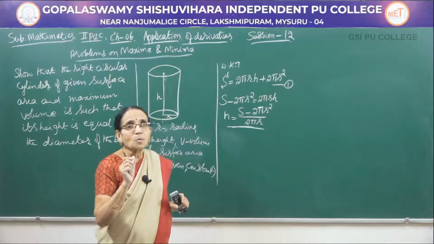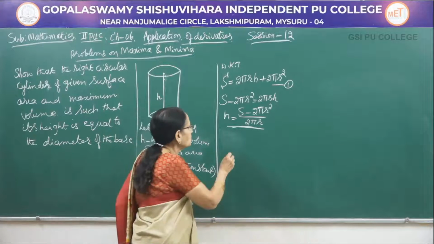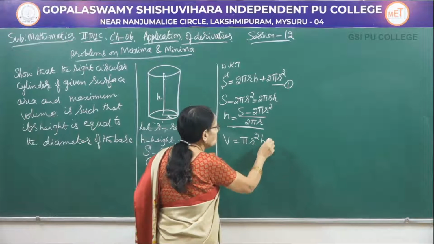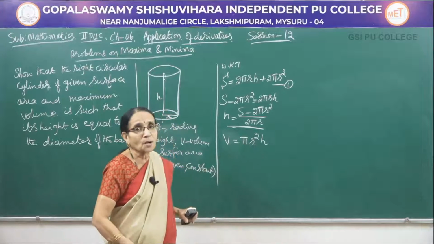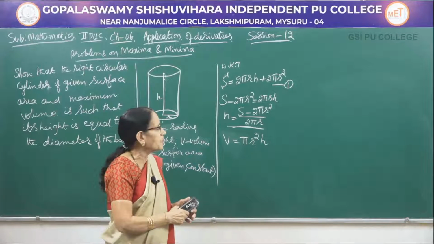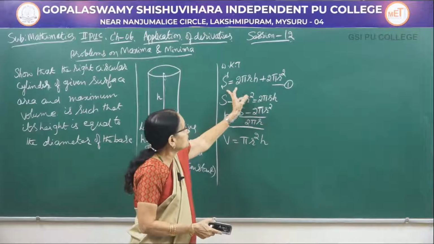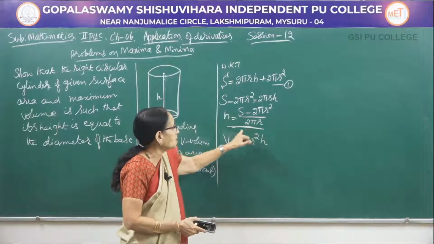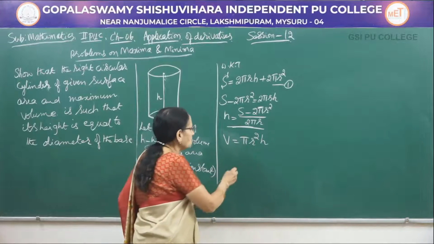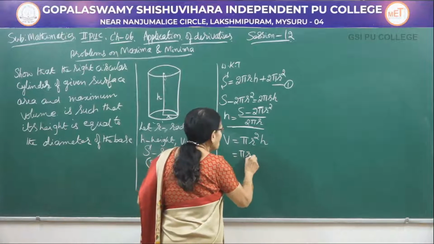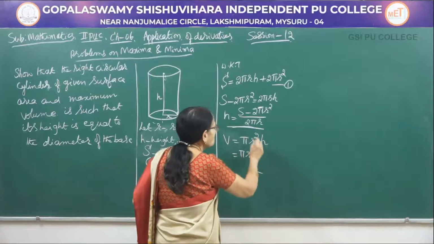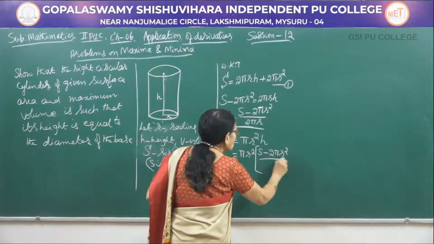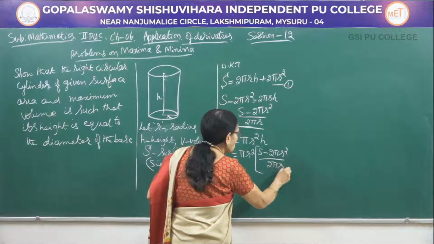Now, what is the volume of a cylinder here? We know that the volume of a cylinder is pi r square h. You observe both r and h are variables. So, we have to eliminate any one of them. Because S is the sum of these two, it is better to eliminate h here, since we are getting an expression for h. So, this would be pi r square into, what is h here? S minus 2 pi r square divided by 2 pi r.